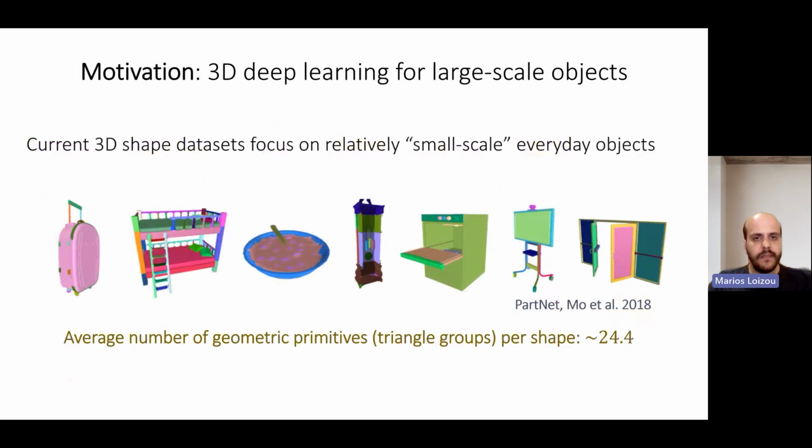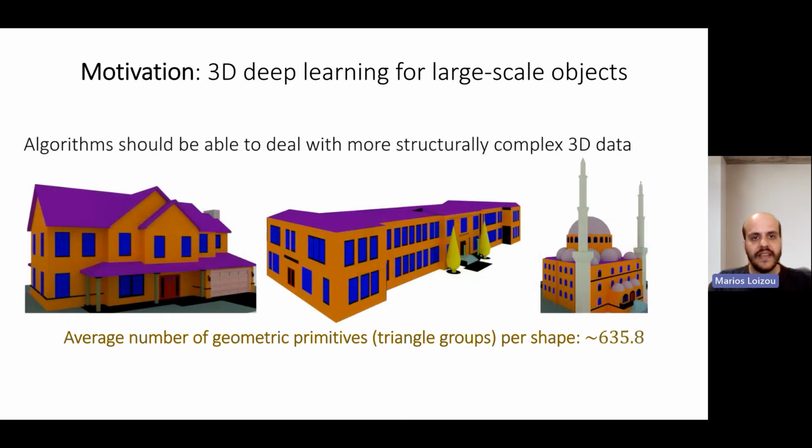So why bother with buildings? Current 3D shape datasets such as ShapeNet and PartNet mostly deal with small-scale objects with relatively simple structure and few geometric primitives. For example, the average number of triangle groups corresponding to such primitives is 24 in PartNet, while in BuildingNet it is 26 times larger. This dataset pushes 3D deep learning to large-scale objects with more complex structure.